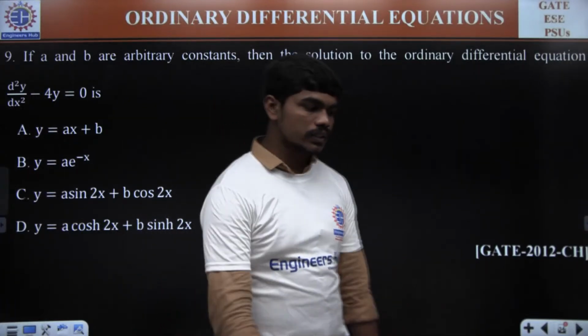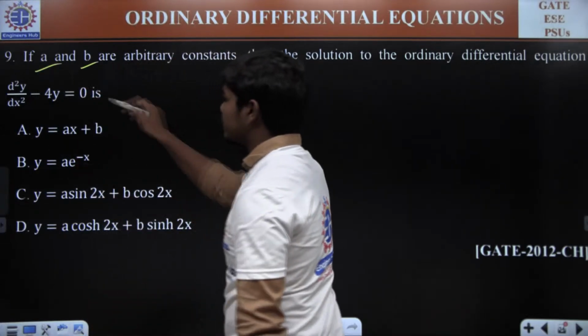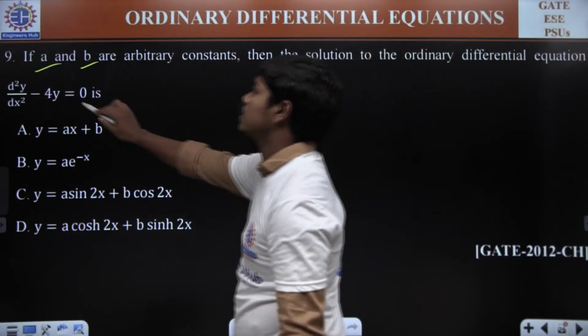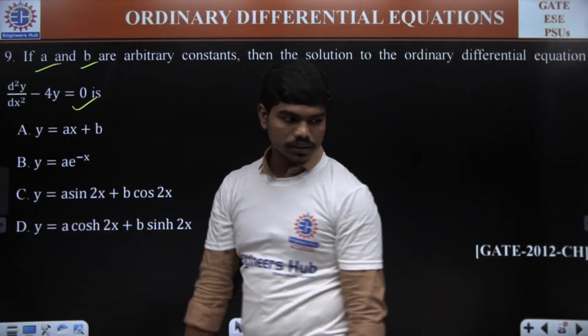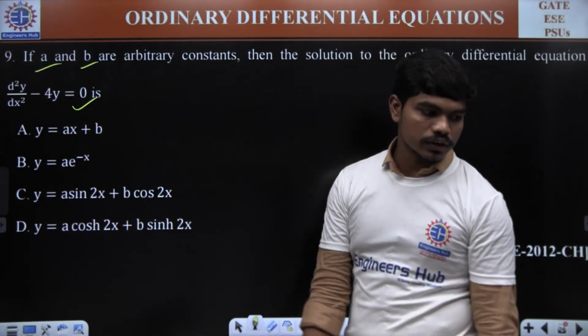So please try to solve this question. If A and B are arbitrary constants, meaning in the given solutions A and B are arbitrary constants, then the solution to the ordinary differential equation, which is given as d square y by dx square minus 4 times y is equal to 0.